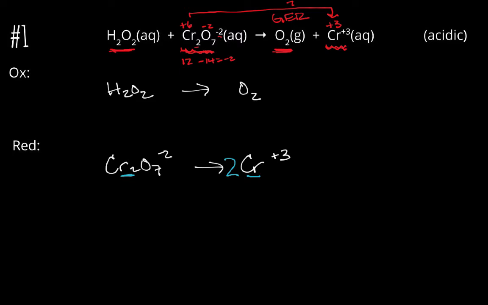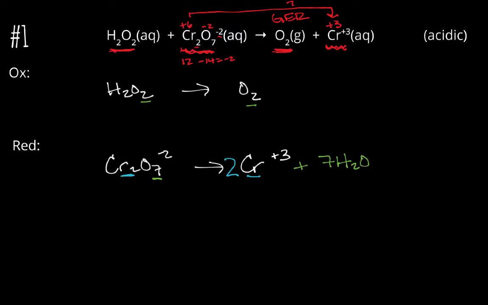Now I'm going to go through and balance oxygens by adding water. So over here, I have 2 oxygens on the left, 2 on the right, so I don't need to do anything there. On the bottom one, I have 7 on the left, so that means I have to add 7 H2Os on the right.